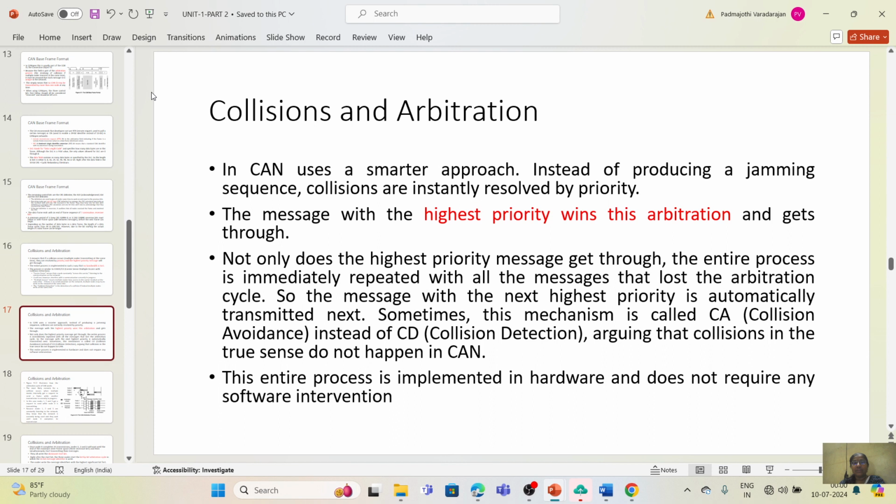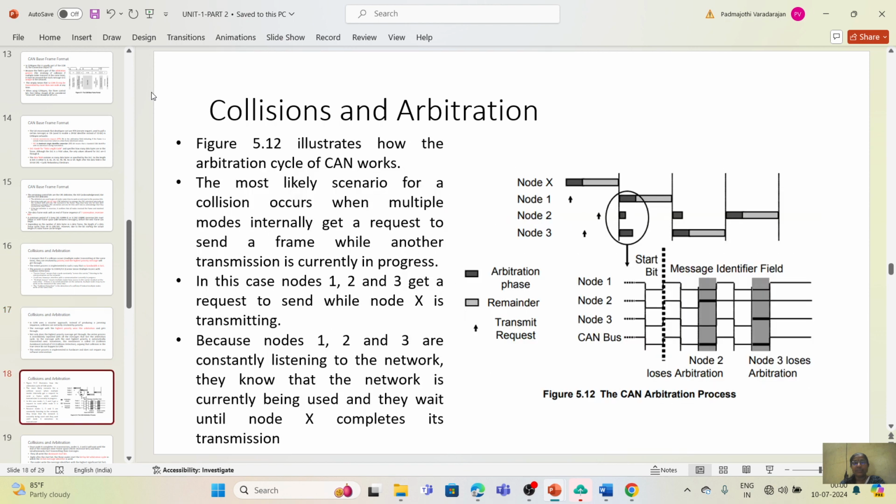So here the CD, that is your collision detection, uses priority: the message with the highest priority wins this arbitration and gets through. The entire process is implemented in hardware. It does not require any software intervention. So this is how this arbitration process works.